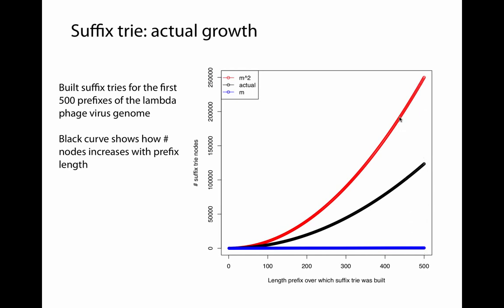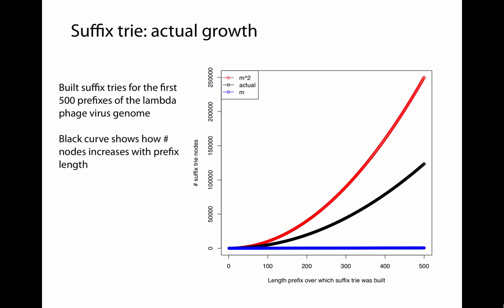The red line is showing literally m squared. So this I just plotted, m squared, and that's what this red line is. And the blue line is just m. And so not too surprisingly, this black line is in between m and m squared, but it does seem to be growing superlinearly. It seems pretty clear this is growing quadratically or at least superlinearly. So in practice, suffix tries do grow quadratically or at least superlinearly with the length of the string that's being indexed. So this makes the suffix trie rather impractical.